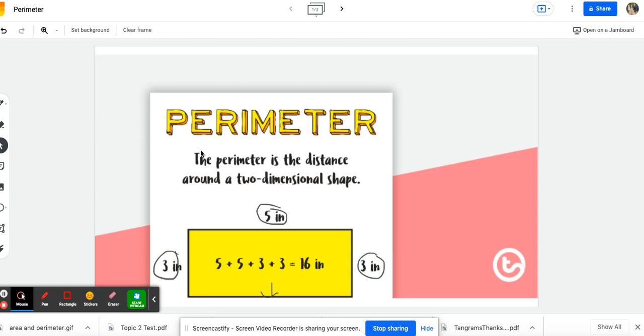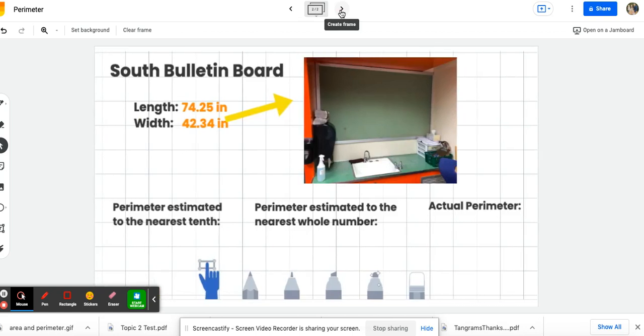So in Seesaw, you're going to have an assignment that talks about the bulletin boards in my classroom. And here's one of them. This is the south bulletin board, or the bulletin board in the back of my classroom. I want to decorate for the holidays and get new bulletin board border. But in order to do that, I need to measure that out and see how much perimeter I actually need to order on Amazon, because I don't want to waste any money.